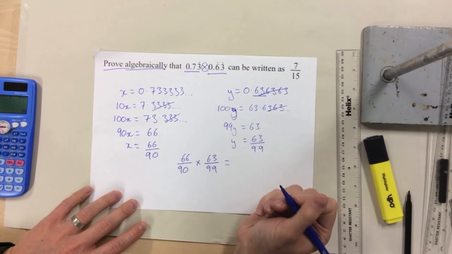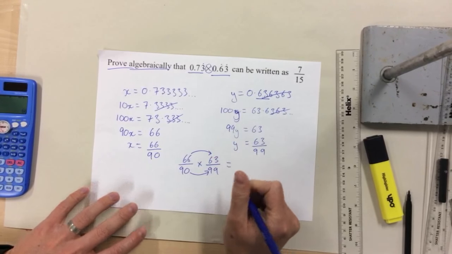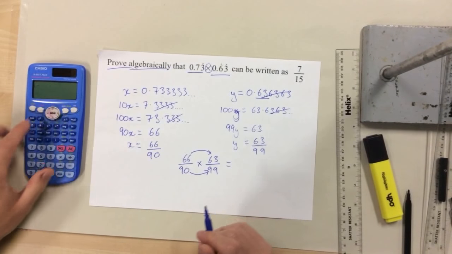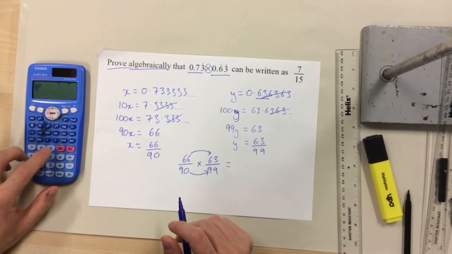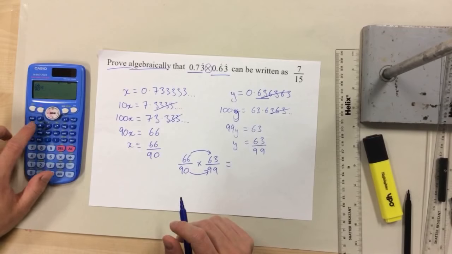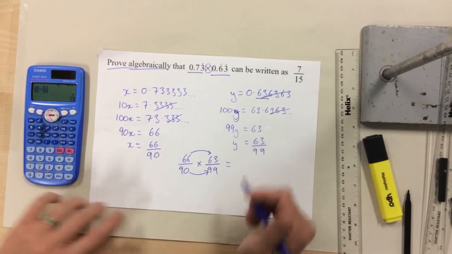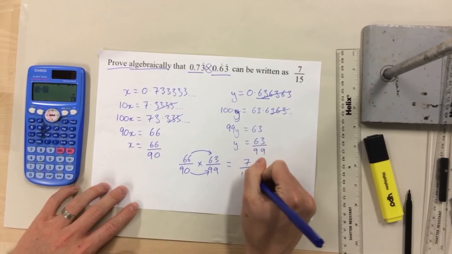Now, remember, multiplying fractions is good to know. Top times the top, bottom times the bottom. Or you can use your calculator, put them in. 66 over 90 multiplied by, moment of truth, 63 over 99. That equals 7 over 15.